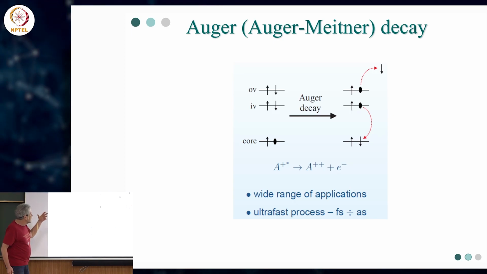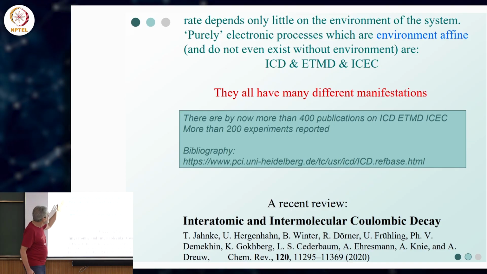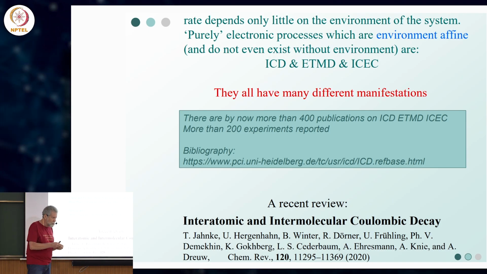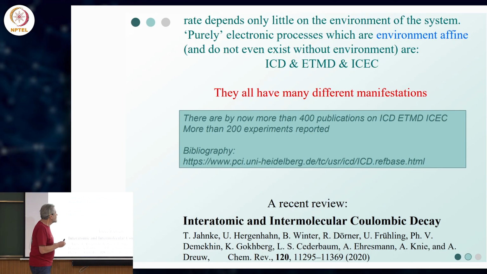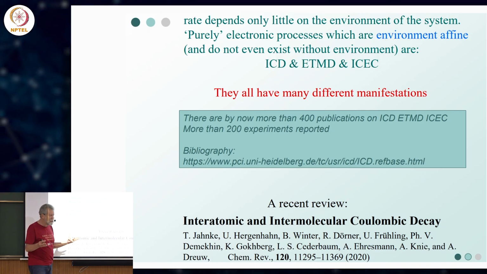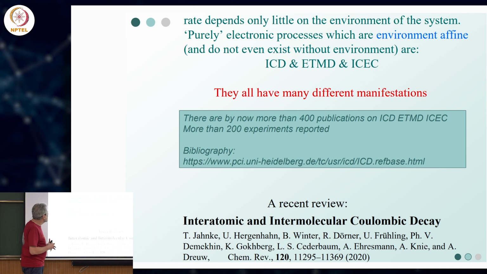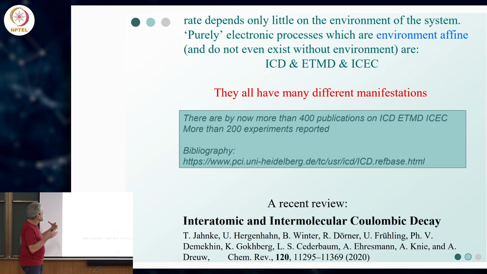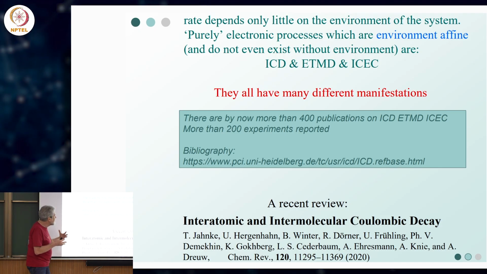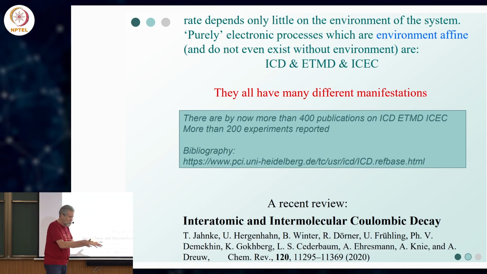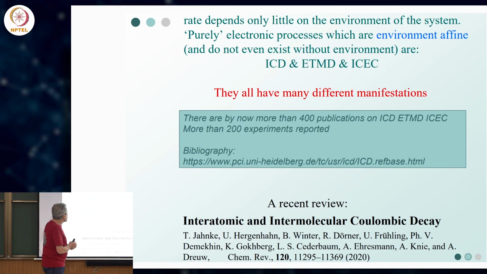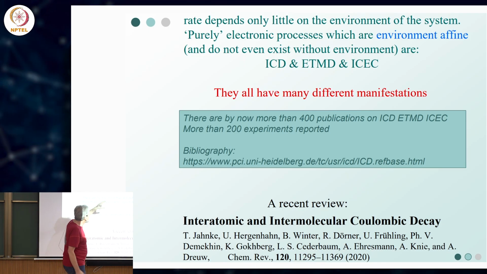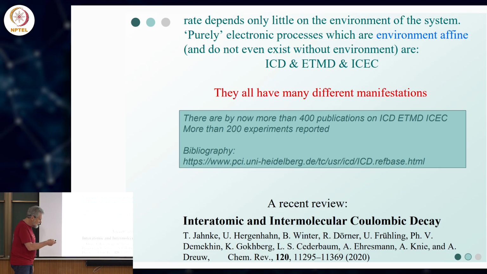So now I would like to explain that the Auger decay is actually a local effect. The de Broglie wavelength of the Auger electron is so short that it doesn't really see the environment. It averages out. So the total rate depends very little on the environment of the system. And since I would like to understand purely electronic processes which are environment affine, it means they are not due to a local decay, so they exist only due to the environment. That's important.